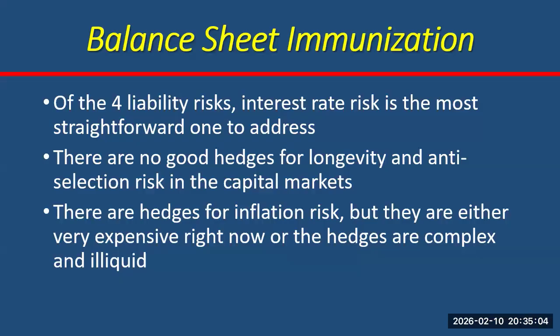And you notice that with the stock market the last few years, what is everybody focused in on? What's the Fed going to do? Everybody's so focused on interest rates. So interest rates is the most straightforward, mainly because we do have those interest rate swaps that make it pretty easy to manage the risk with one phone call. There's no good hedges for longevity and anti-selection risk.